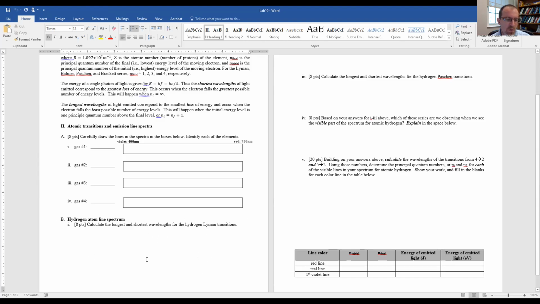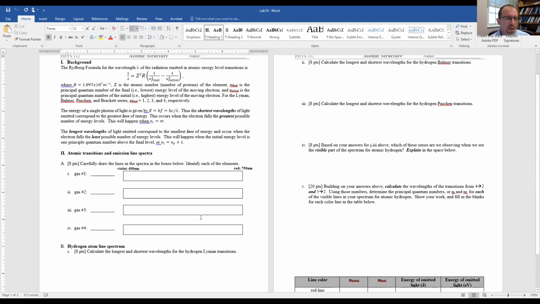So for the second exercise, you're using this equation that's up on the top of the page to figure out the longest and shortest wavelengths that could be emitted for the hydrogen Lyman transitions. Well, what the heck does that mean? The Lyman series is a result of electrons dropping down from a higher energy state down to the n=1 level. So you see this sentence right here. It says for the Lyman, Balmer, Paschen, and Brackett series, n final is 1, 2, 3, and 4 respectively.